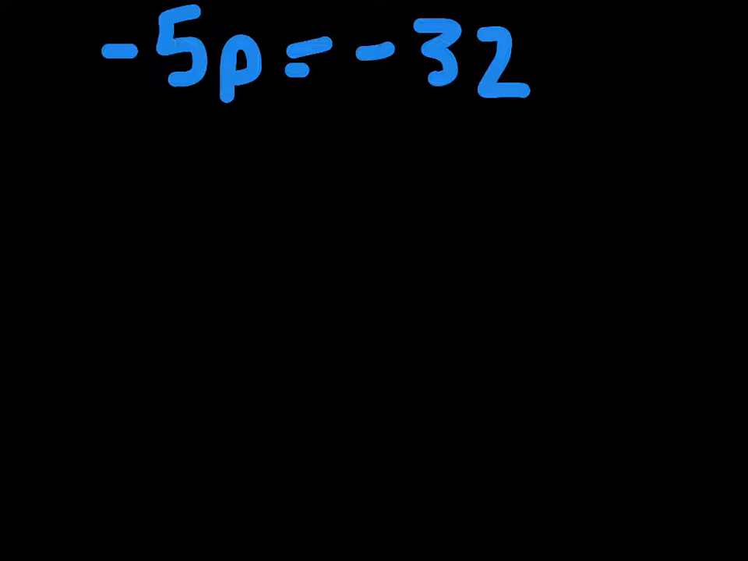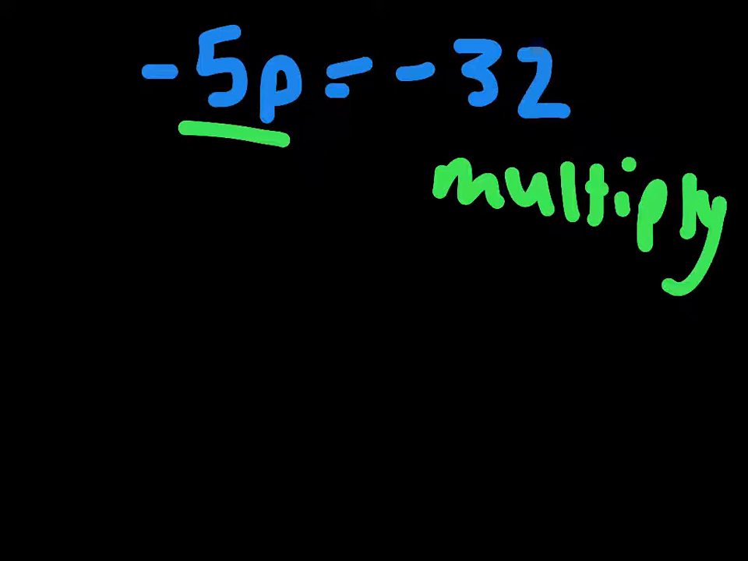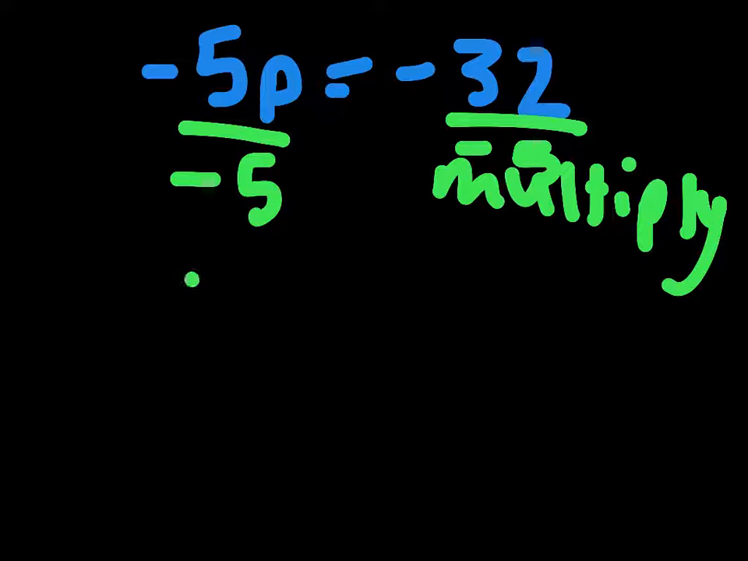So let's try this one on your own. And when you're ready, unpause the video to get the answer. So this is another multiplication because we know they're really close together, so it's multiplication. So we got to do the opposite, which means that we'll divide by 5, okay? So P stands alone.